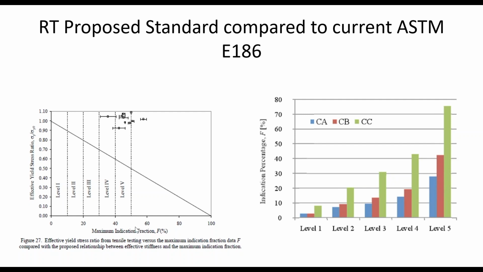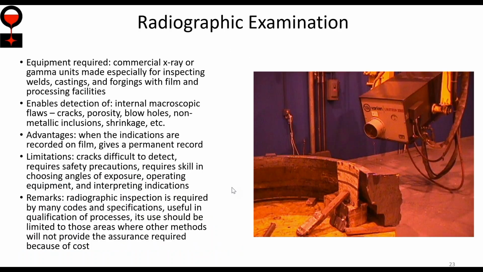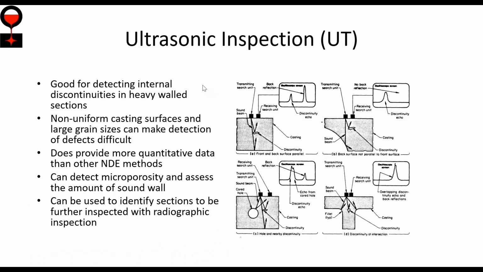You also see that even when I see an indication that's 50% the width of a test bar, I'm still right at the yield strength. And so these radiographic indications have very little effect on the actual strength of the material. And we do radiography all the time. It's the most common thing, especially for first article.